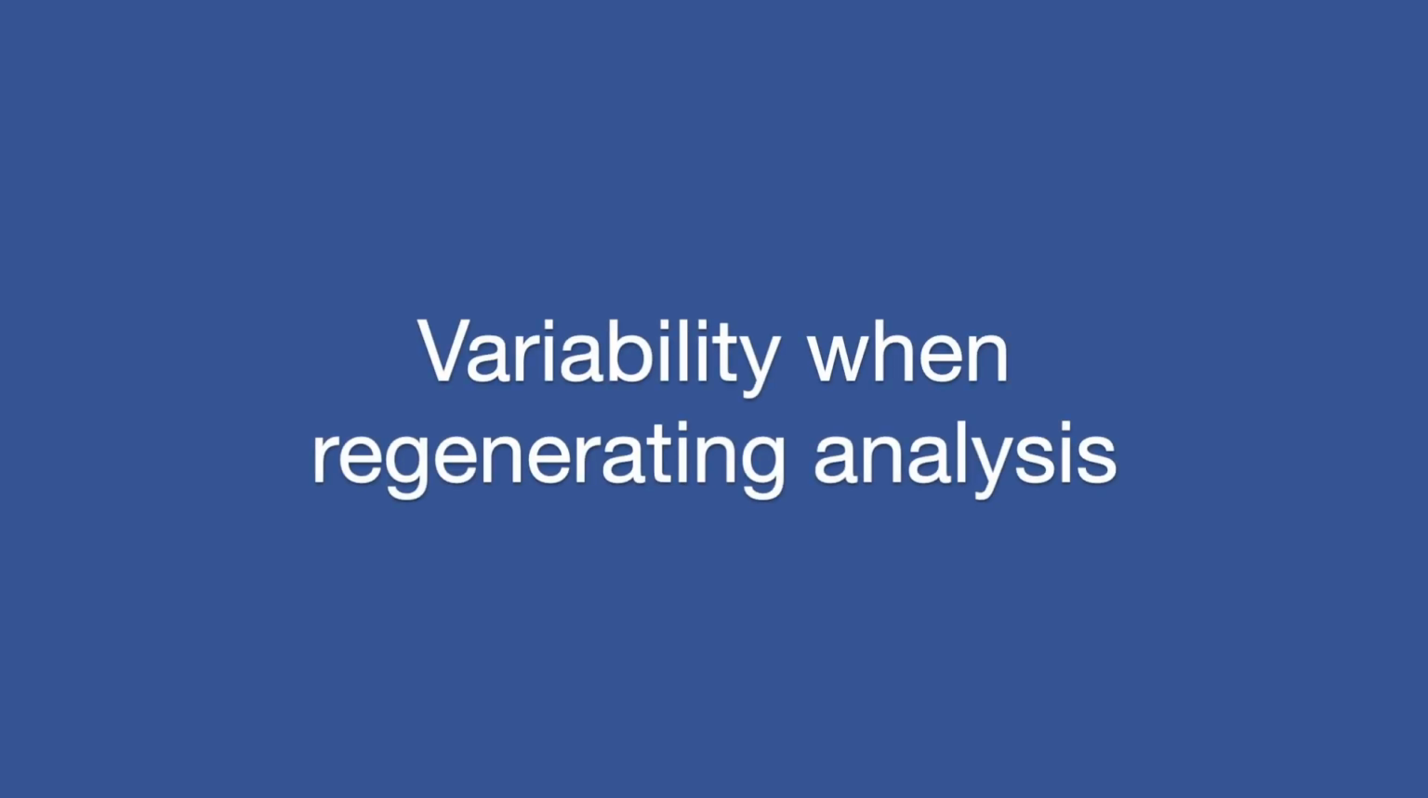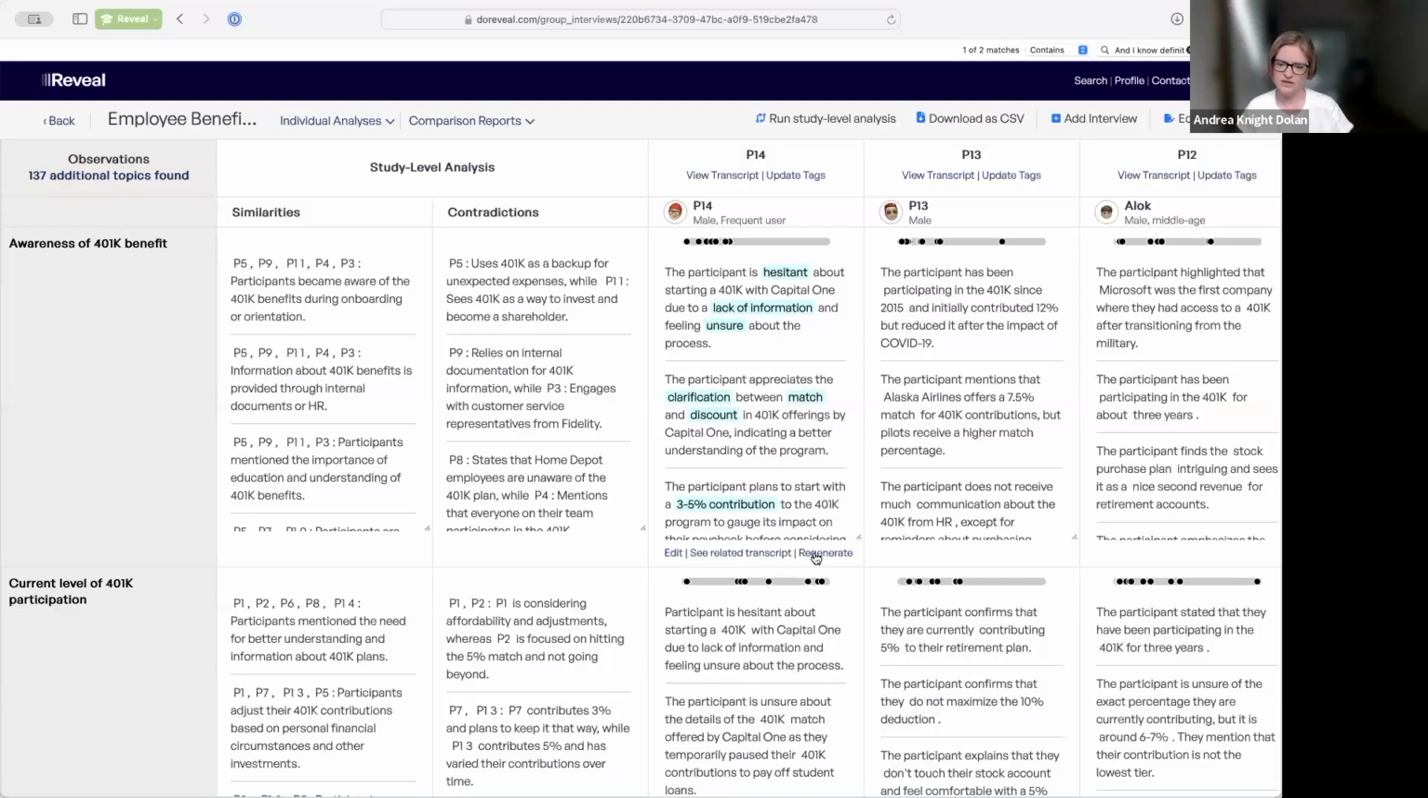I know somewhere, I think it was on the individual analysis, there was that regenerate button. Often when you ask AI something more than once, you'll get a slightly different answer. So tell us a little bit about what the regenerate button does and how divergent the responses may be between regenerations. Yeah, so that's a great question too.